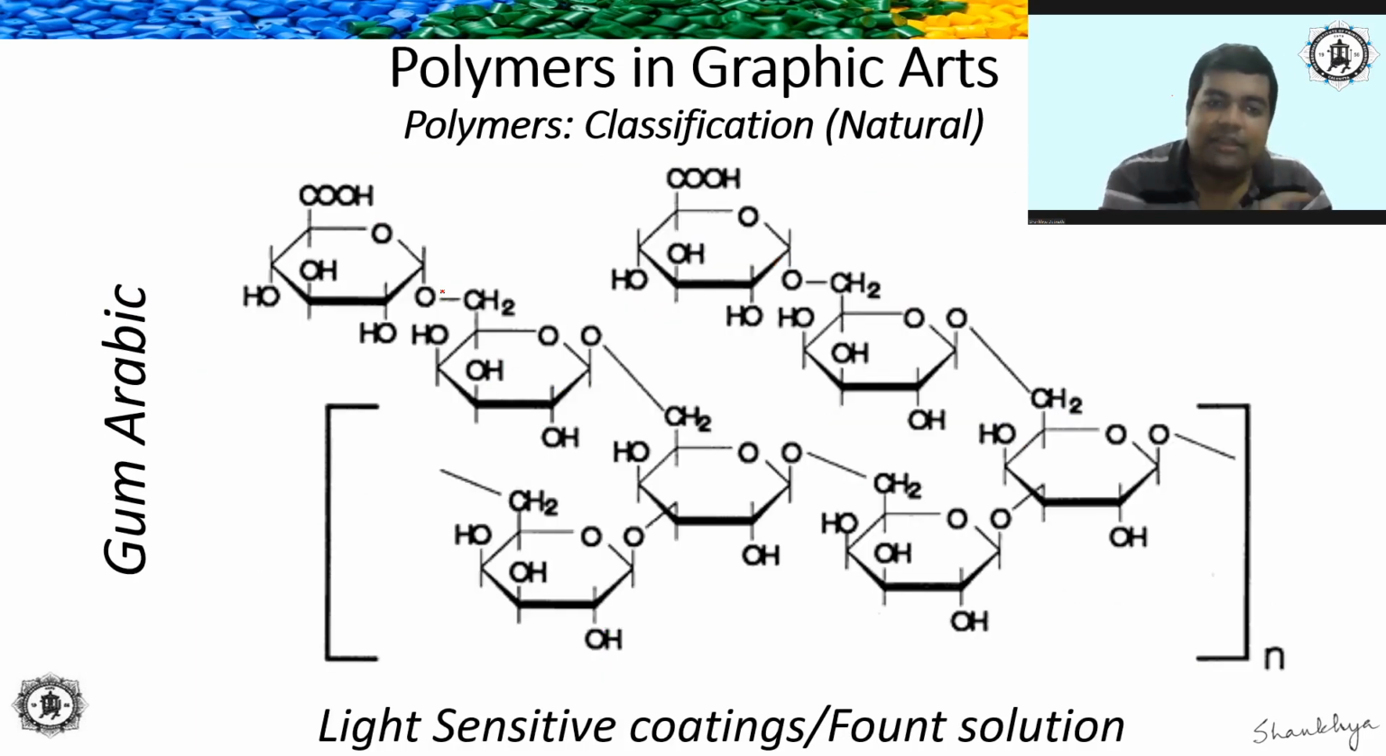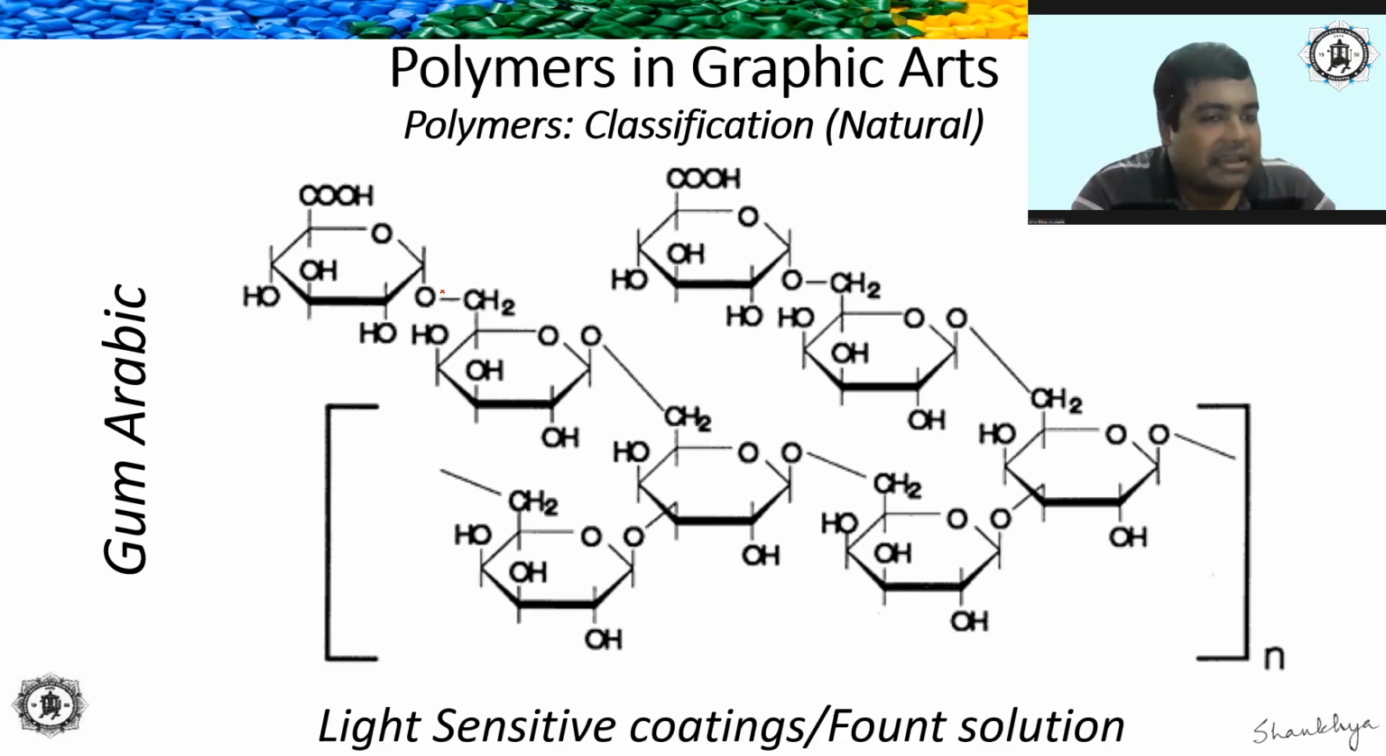Next, this very important part, which is known as gum arabic. Now, gum arabic is obtained from the bark of the acacia tree. It is normally a mixture of various metal salts like potassium, calcium, and magnesium salts of arabic acid. Arabic acid is a copolymer, meaning different types of repeating units are there: copolymers of mannose and galactose.